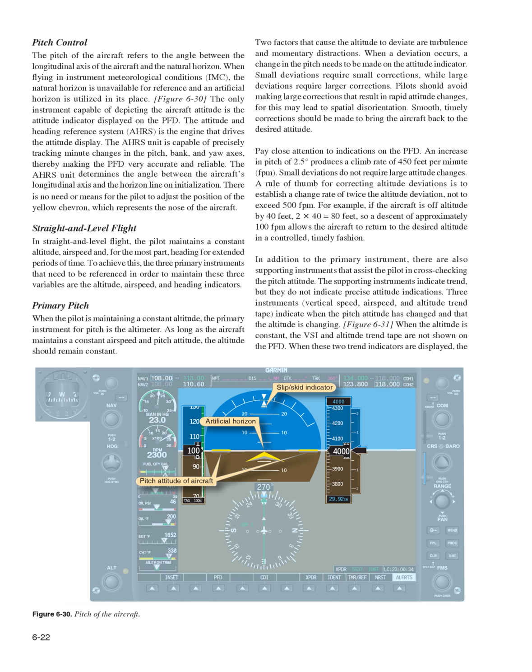timely fashion. In addition to the primary instrument, there are also supporting instruments that assist the pilot in cross-checking the pitch attitude. The supporting instruments indicate trend, but they do not indicate precise attitude indications. Three instruments, vertical speed, airspeed, and altitude trend tape, indicate when the pitch attitude has changed and that the altitude is changing. Figure 6-31, when the altitude is constant, the VSI and altitude trend tape are not shown.